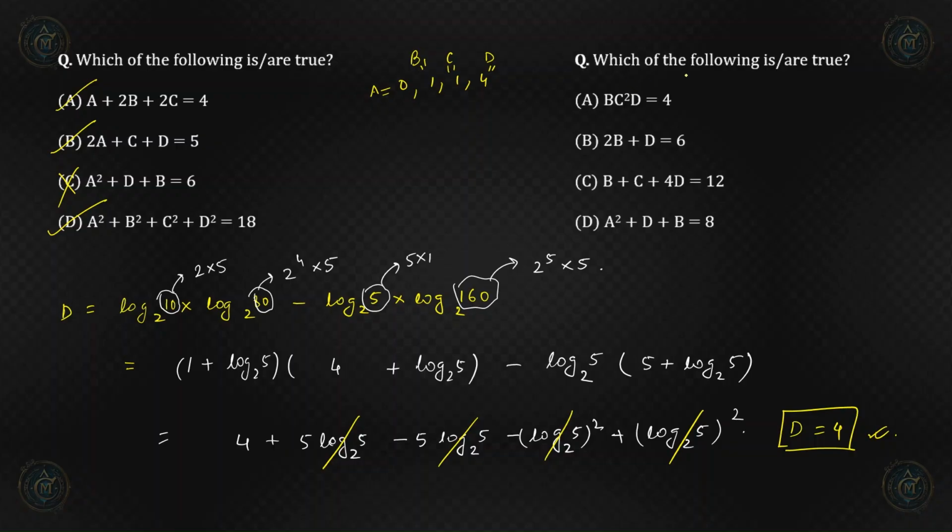Which of the following are true? B c square d, so 1 times 1 times 4, that is 4. Okay, correct. 2b plus d equal to 6, 2 plus 4 equal to 6. Okay, correct. Then 1 plus 1, 2 plus 16, no, that is not correct. A square plus d plus b, d plus b, that is 5 plus 0, not correct. So in this case, our correct options are A, B, and D. And in this question, we have correct options as A and B. Okay, let us jump to the next problem.